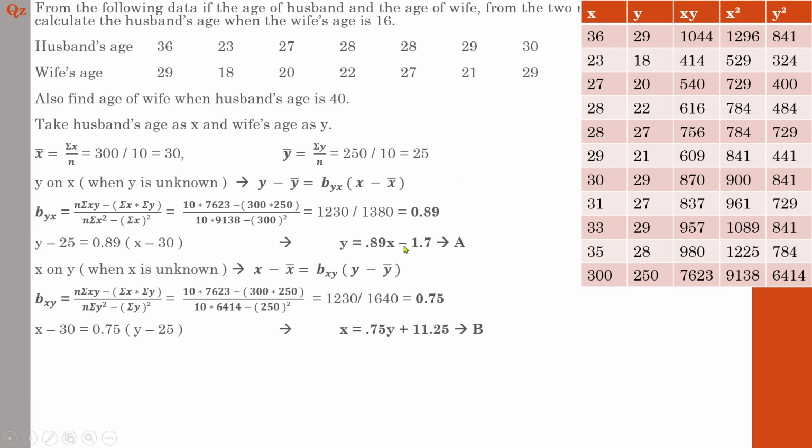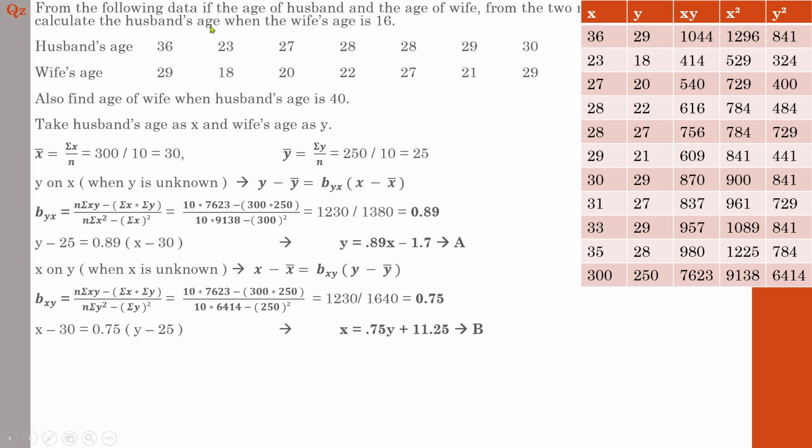Remember, this one is used when y is unknown, because we are going to find the value of y. This one is used when the value of x is unknown, that is, you are going to find the value of x. So in the first part it is said that calculate husband's age when the wife's age is 16.